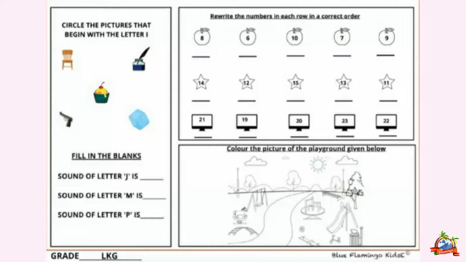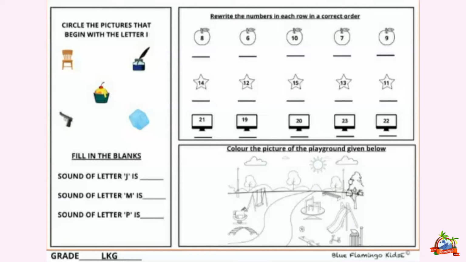As you can see, the first picture is chair. Chair starts with C. So we will not circle this one. And see the next one. It is an ink pot. Ink pot starts with I. So we will circle this picture because it is beginning with letter I. In this way, you have to circle the picture that begins with letter I.